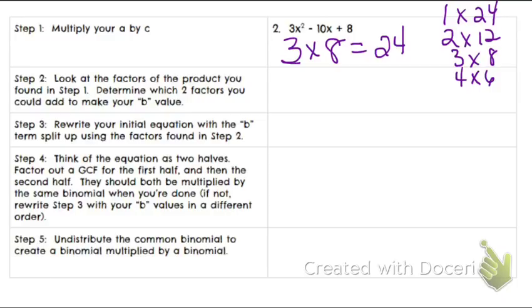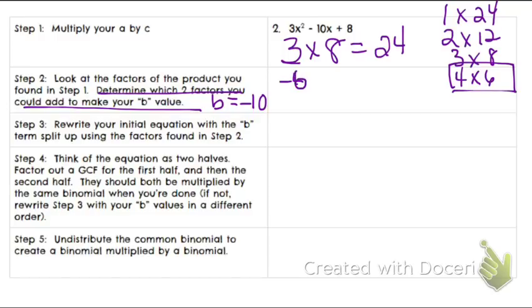I want to determine which two factors I could add to make my b value. My b value in this case is negative 10, because it's negative 10x. So if I'm looking at these, boom, 4 and 6 add up to 10. But they're both going to have to be negative, which is good, because a negative times a negative is a positive. So I know that, bigger number first, negative 6 times negative 4 is positive 24.